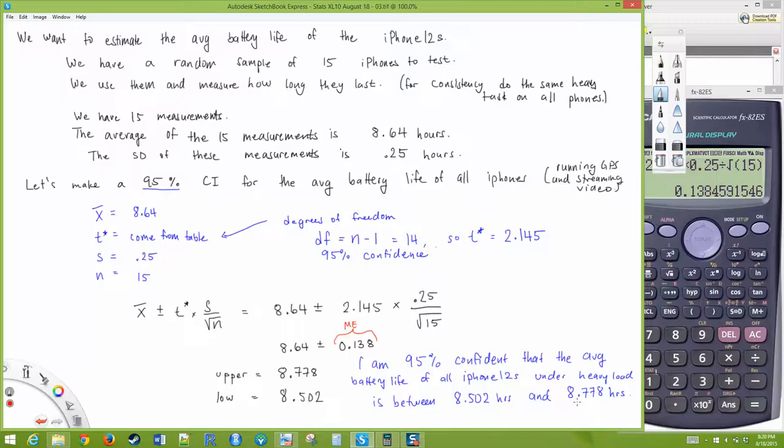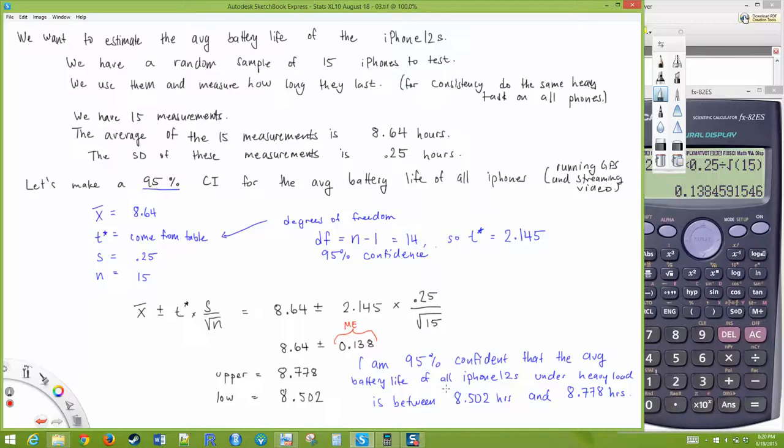Is it safe to use all? Yeah, that's the point of the confidence interval: we've taken a random sample of 15 phones, and based on that, we're making a statement about all phones. That's the point of statistics, right? We want to make a conclusion about the population based on limited data. If we follow the rules, we are able to do that. So if we have a random sample, and the sample is not too big or not too small, we can make these statements.